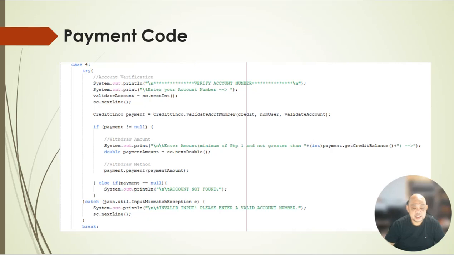Next is case 4, which is payment. Same with the others, it needs account number validation. I use payment as the variable name for the account number validation. If the account is valid, the system will print to enter an amount that is minimum 1 and not greater than the credit balance. Then ask for the user input. If the user input is valid, it will go to the payment method in the CreditSynco class, with the parameter payment amount, and this is also validated using try catch for the user input validation.